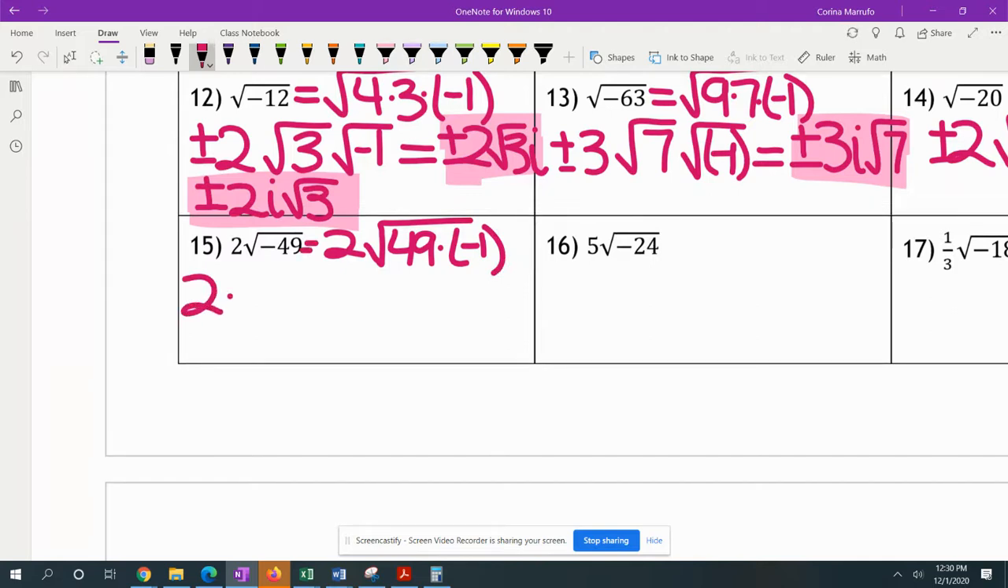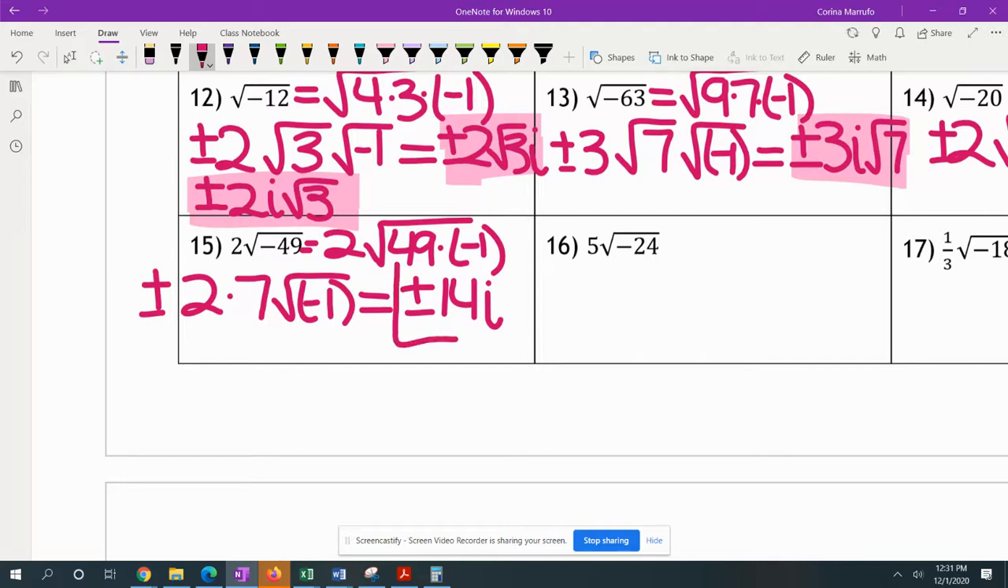Now we can take the square root of 49 and get a whole number that gives us 7. I'm going to go ahead and write the plus or minus in the front. And then we have the square root of negative 1. Then we replace the square root of negative 1 with i. Not only that, but 2 times 7 gives us 14. So it'll be 14i.